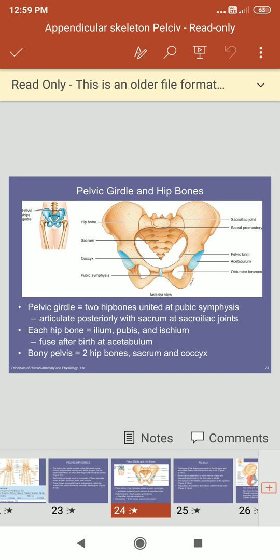Now if we look at the pelvic girdle, these two bones are united at the pubic symphysis and articulate posteriorly with the sacrum at the sacroiliac joints. Each hip bone, ilium, pubis, and ischium, fuses after birth at the acetabulum. The bony pelvis is the two hip bones, sacrum and coccyx.